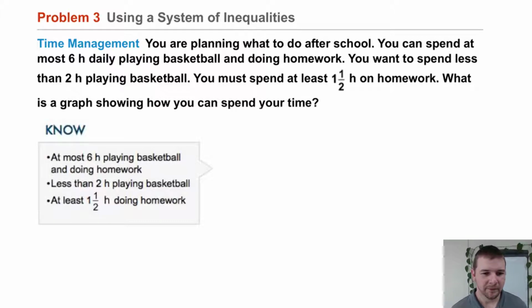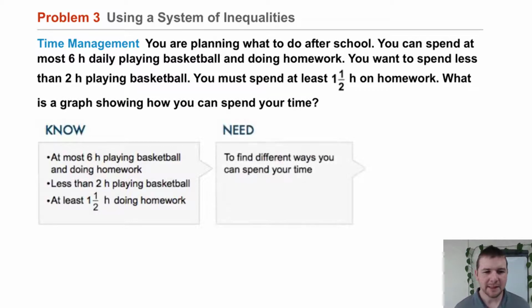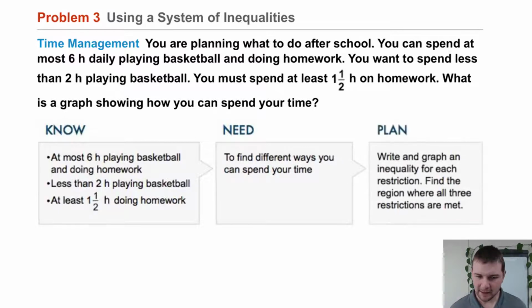Consider what you know. At most 6 hours playing basketball and doing homework, less than 2 hours playing basketball, at least 1.5 hours doing homework. What do you need? To find different ways you can spend your time in your plan, write and graph an inequality for each restriction. Find the region where all 3 restrictions are met.